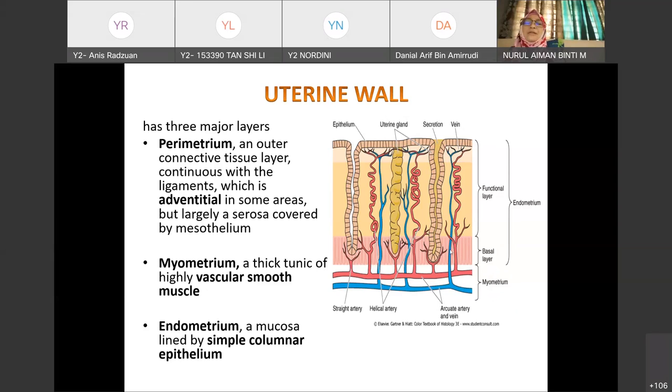So usually we always focus on the layers of the endometrium, where the endometrium is divided into the functional layer and the basal layer. Why? Because the basal layer will stay during menstruation and the functional layer will be removed during menstruation.